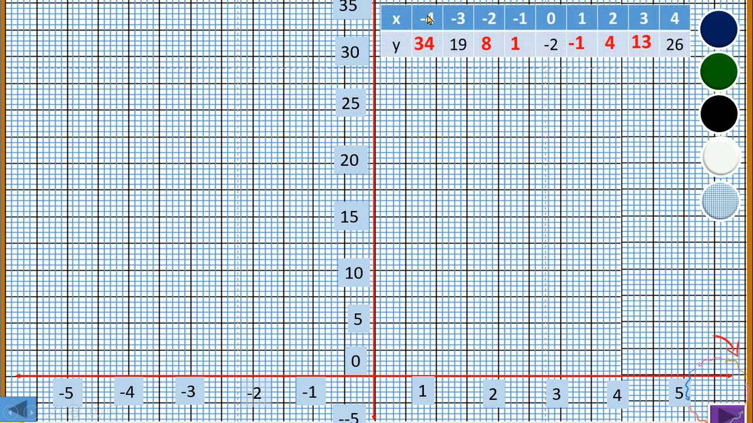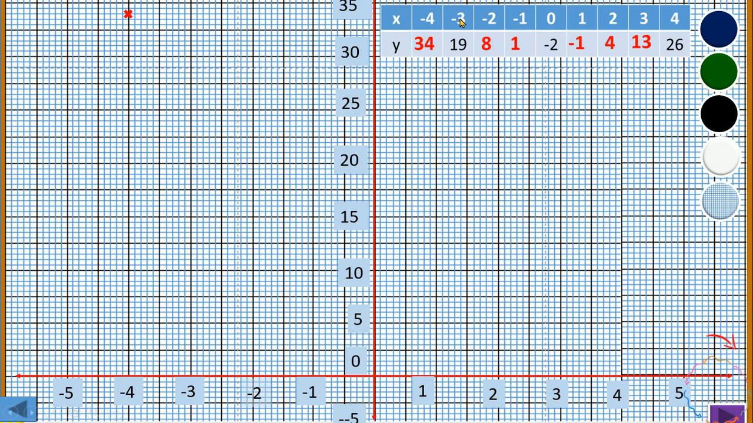When x is equal to minus 4, y is 34. Minus 4 at this point, then 35 is here. We drop 2 small squares, giving us 34. Remember, 2 small squares is 1. So 35 minus 1 is 34.